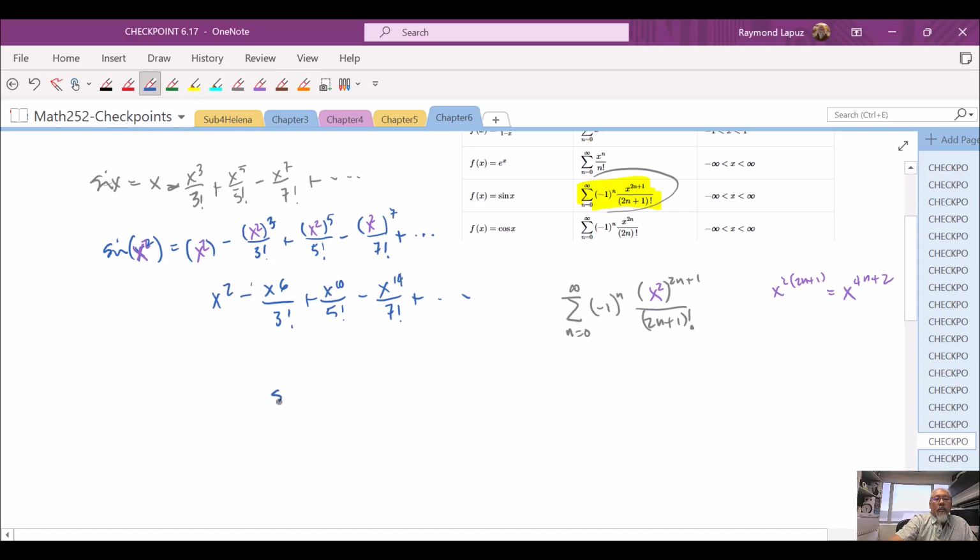So our series for sine x squared will actually be equal to the infinite sum from n equals 0 to infinity of -1 to the nth power, and then we have x to the 4n plus 2 power divided by 2n plus 1 factorial. And then that's it.